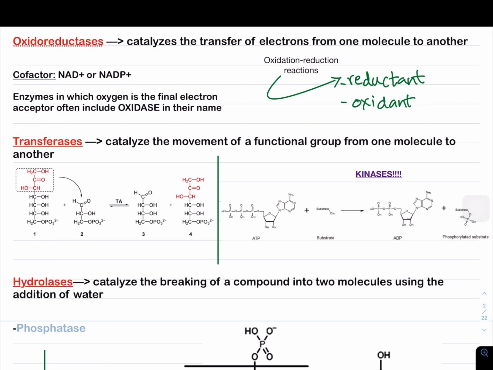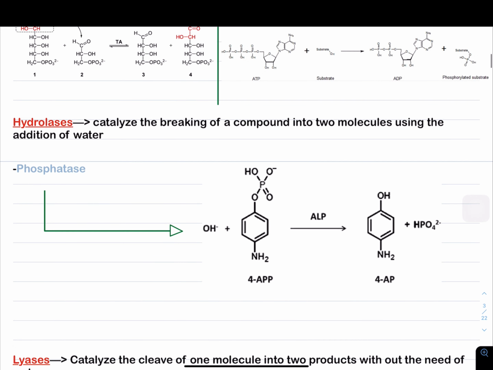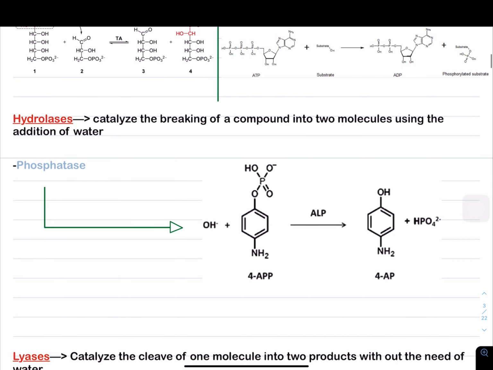Next are the hydrolases, which catalyze the breaking of a compound into 2 molecules using water. They are mainly named only for their substrate. So, for example, here we have phosphatase, which cleaves a phosphate group from another molecule. Other hydrolases include peptidases, which break down proteins, nucleases, which break down nucleic acids, and lipases, which break down lipids.